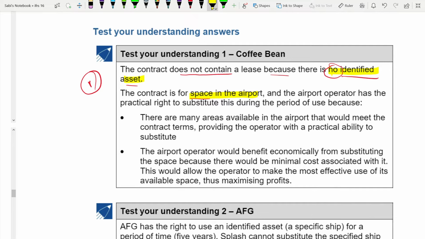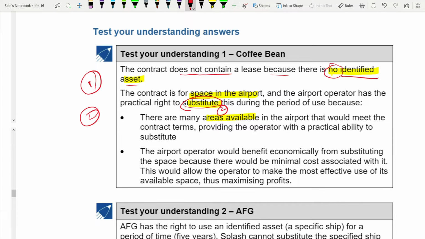And the biggest reason is they have the right to substitute. The airport operator has the practical right to substitute this space. Now these are points from the case study. You have to link it. They told that there are many areas available. This is from the case study you have to pick. One is no identified asset. Second reason is substitution, the number 2 reason. And substitution you can explain further from the case study.